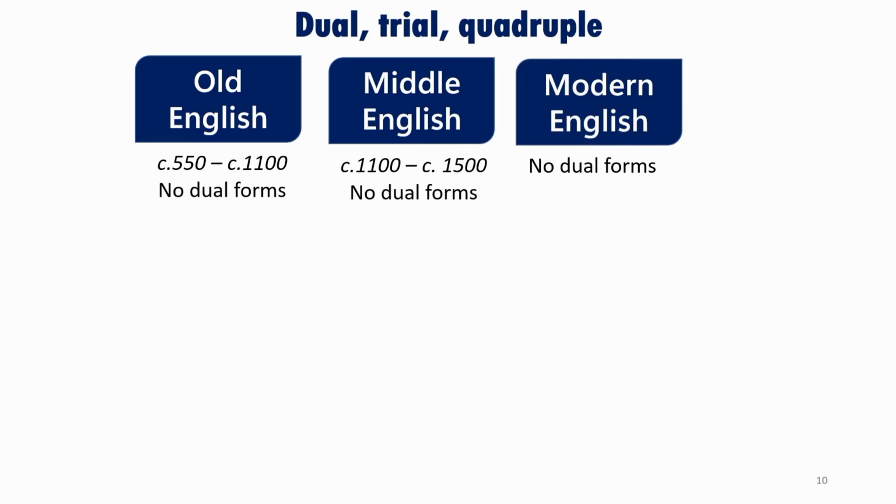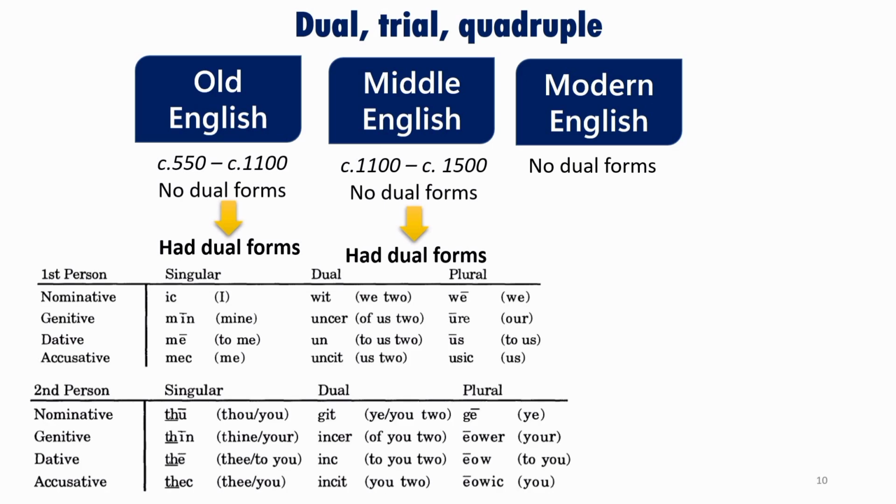But if you trace history back, then you will find that both Old English and Middle English had dual forms in the first and second persons of personal pronouns. And here is a table which will give you an understanding. So if I take the nominative first person, then the singular would be IC, ik, or whatever, I don't know the pronunciation, so it would be I. Then dual would be WIT, wit, and then we have got WE, that is what we call we.